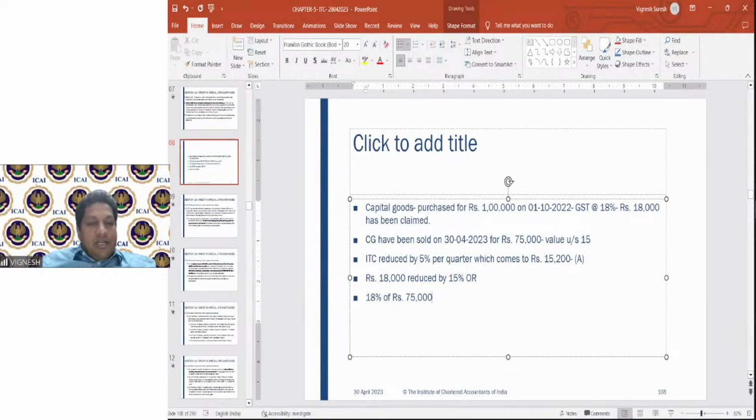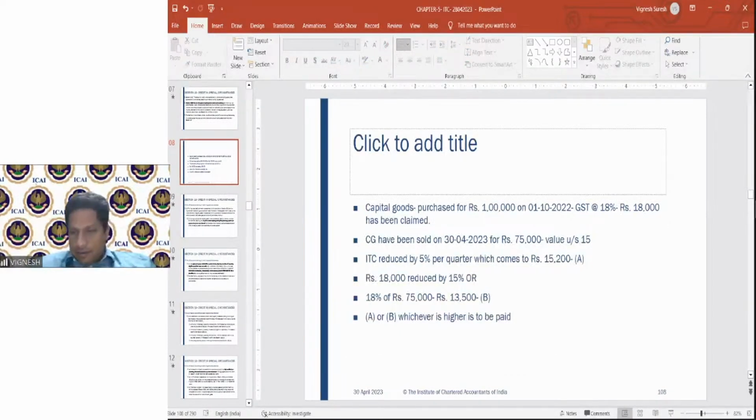Or 18% of 75,000. What is 18% of 75,000? Why are you taking 18% of 75,000? Because you are selling it for 75,000. This comes to rupees 13,500. Let us assume this is B. A or B, whichever is higher, is to be paid. Shriram, I hope you got the clarity on this.